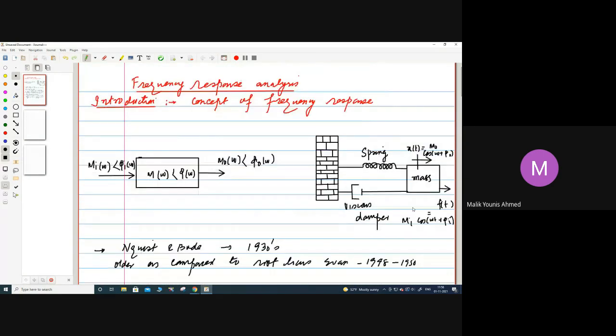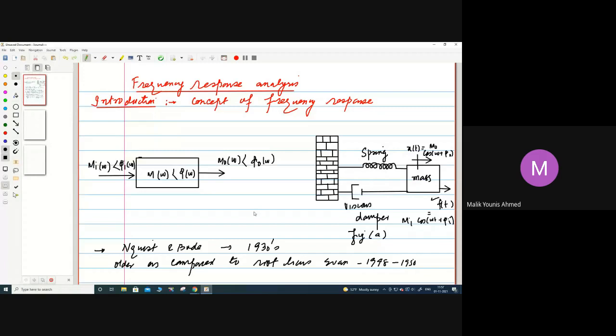Now there is a figure A here. Let's consider this figure A. Now what is there? Input force F of t, which is here. You can see input force F of t. We call it sinusoidal. This input force F of t is sinusoidal.